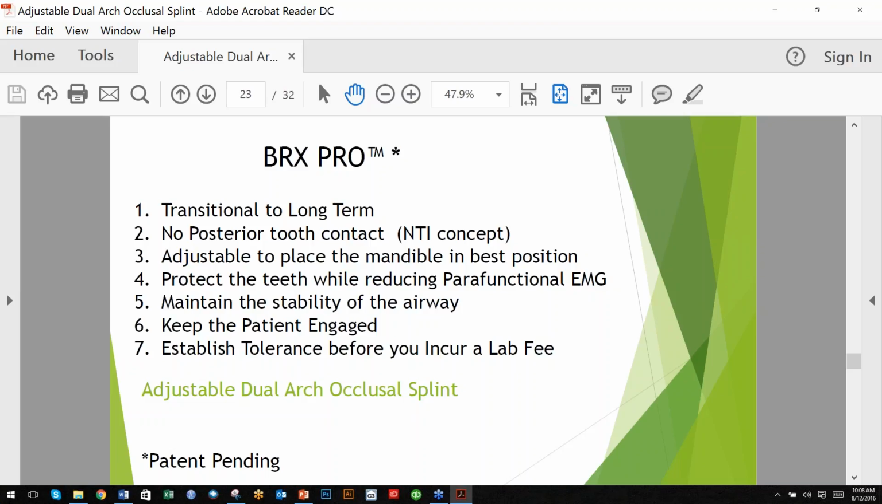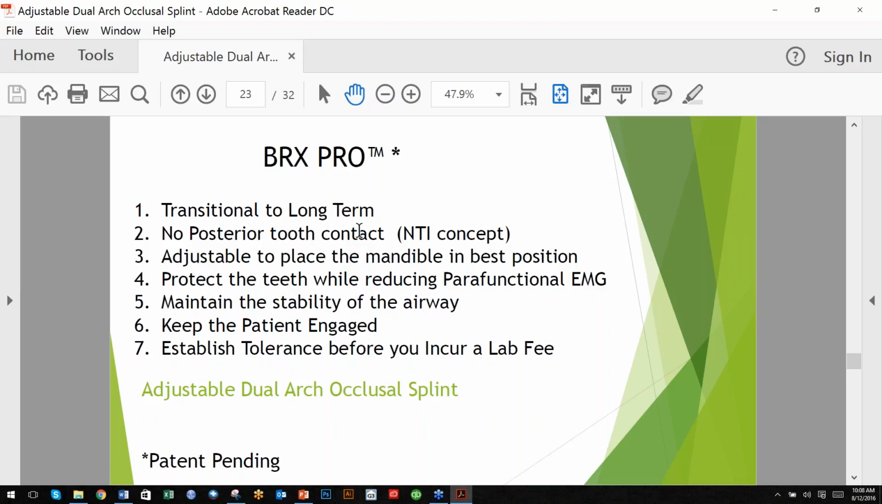Because again, if you improve the airway, and the BRX Pro has been shown to improve the airway, if their airway is triggering parafunctional activity, you improve the airway, there's less parafunctional activity. Okay, and most importantly, it keeps the patient engaged.